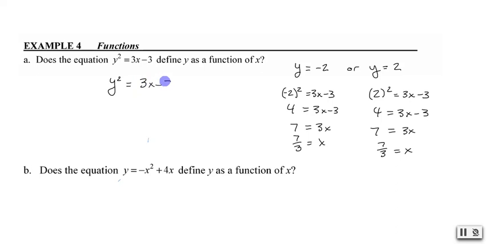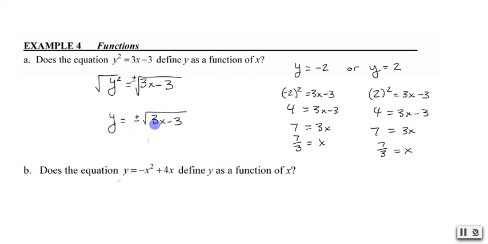Another way you can do this is just with a little bit of algebra. If you want to try and define this y as a function of x, solve it for y. Right now we need to take the square root of both sides. So when you take the square root, you have to put a plus minus there in order to capture all of the solutions when you're taking an even root.